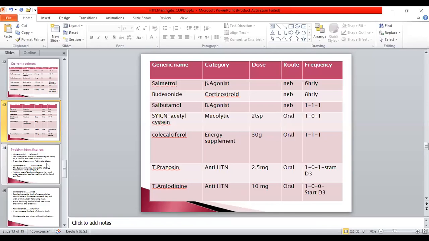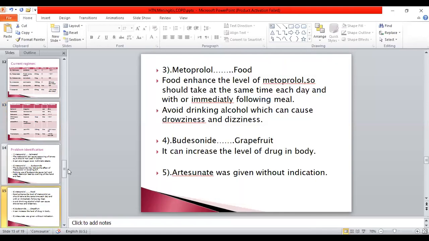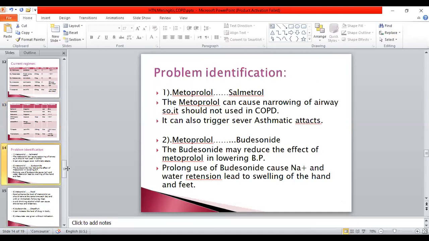Okay, go to the next slide. It is right. NAC 600 mg BD for 24 hours. It's right, sir. BD is correct.